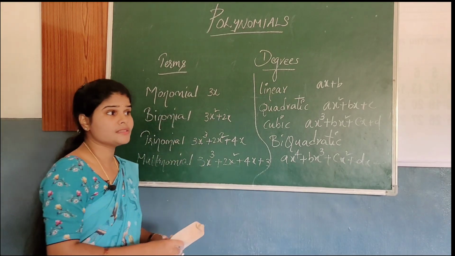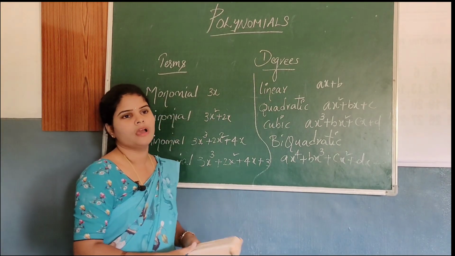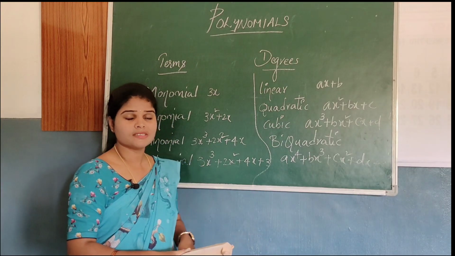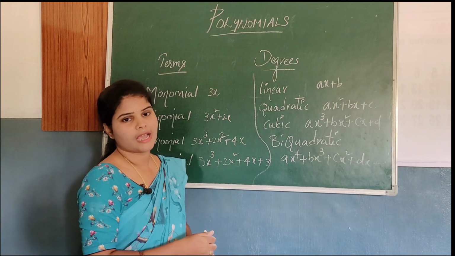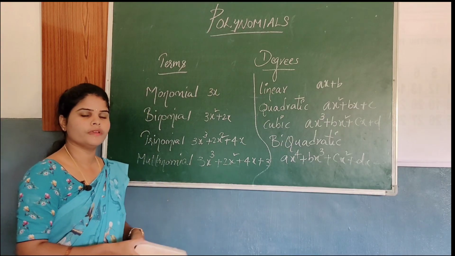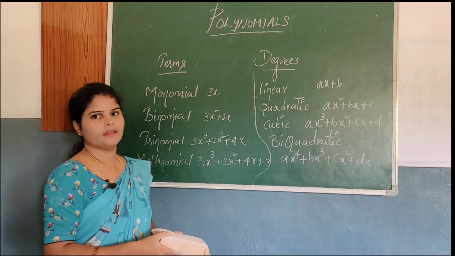And coming to what is the degree of the zero polynomial? We cannot have a degree for 0, so it is undefined. We cannot define the degree of the zero polynomial.